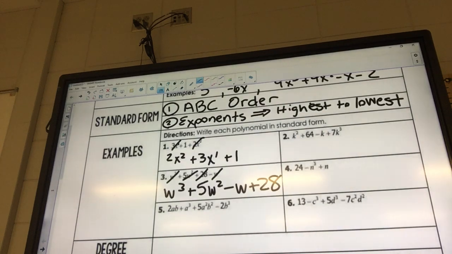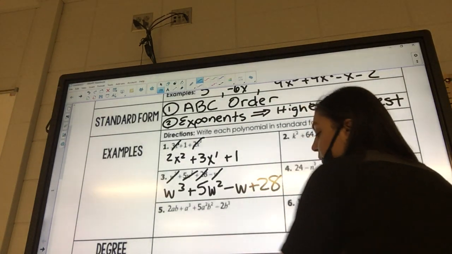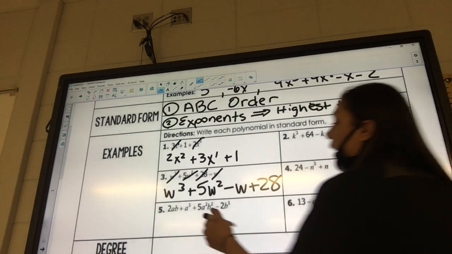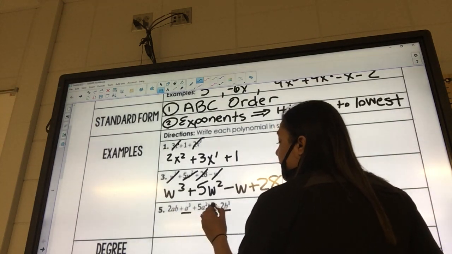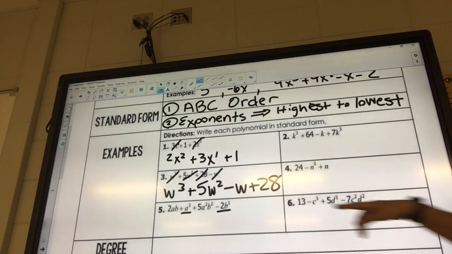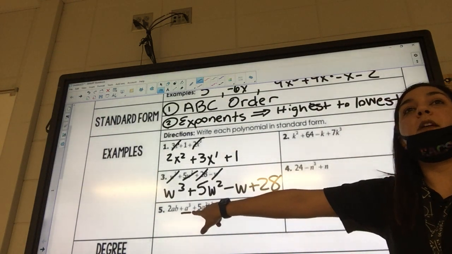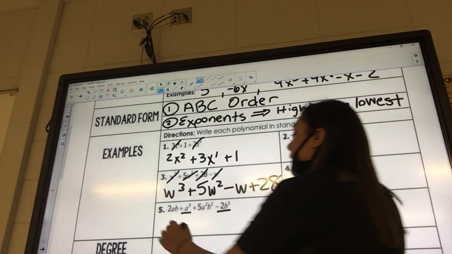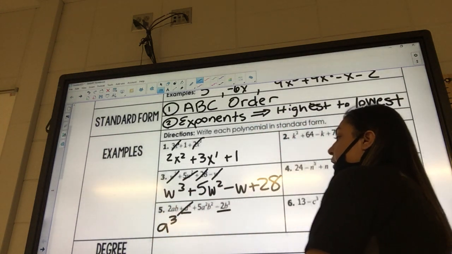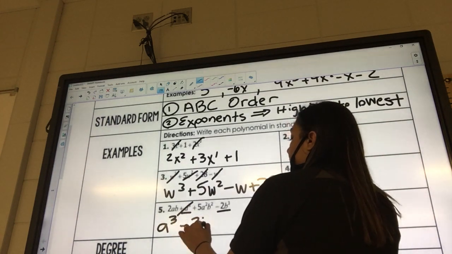What comes first? What's our highest exponent? Start there. So, to the third power. So, we have a to the third power and a 2b to the third power. What's the other part of standard form tell us? ABC order. So, what comes first of these threes, A or B? A. So, A to the third comes first. Then what would come next? B. The B, so minus 2b to the third.